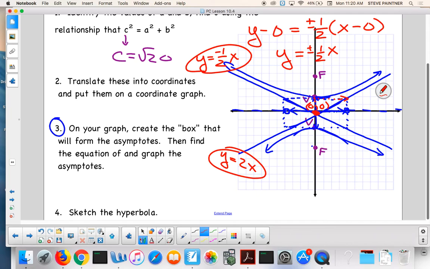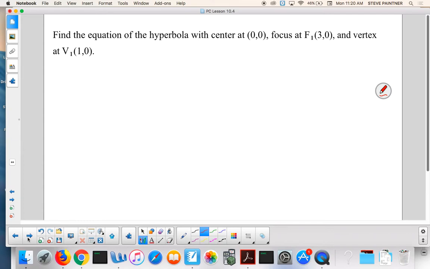What's really important is that you knew the transverse was vertical. Because if you thought the transverse was horizontal, you've got your hyperbola pointing the wrong direction. And it's all wrong. Questions? Nobody said it. Okay, here we go.